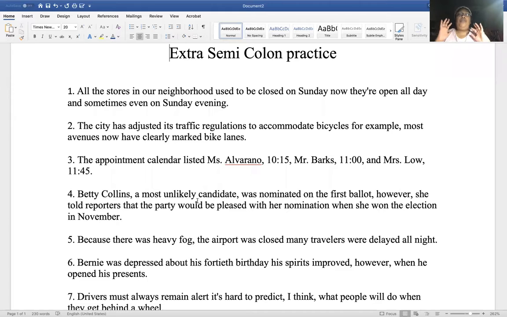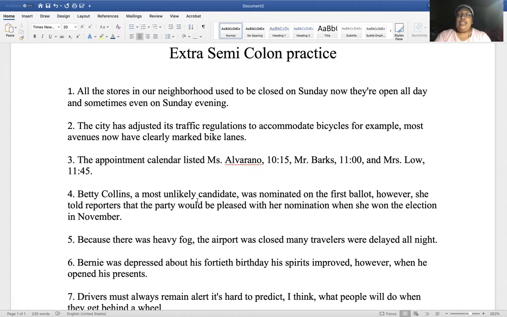So the big thing about using semicolons is that you want to realize what a sentence is. And that's why we went over, really briefly, the parts of a sentence. So let's look at the first sentence. It's two sentences, but we just got to put the semicolon somewhere. All the stores in our neighborhood used to be closed on Sunday. Now they're open all day and sometimes even on Sunday evening.